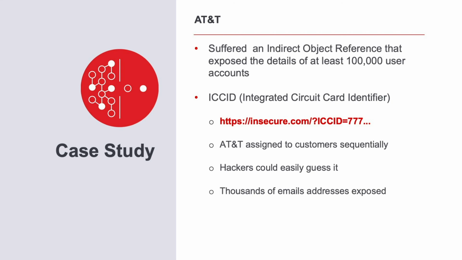AT&T assigns the ICC ID to the customer sequentially, which means it was easily guessable. Attackers just incremented the IDs of millions of accounts and were able to populate the forms with customer account names, allowing them to gain access to over 100,000 email addresses.